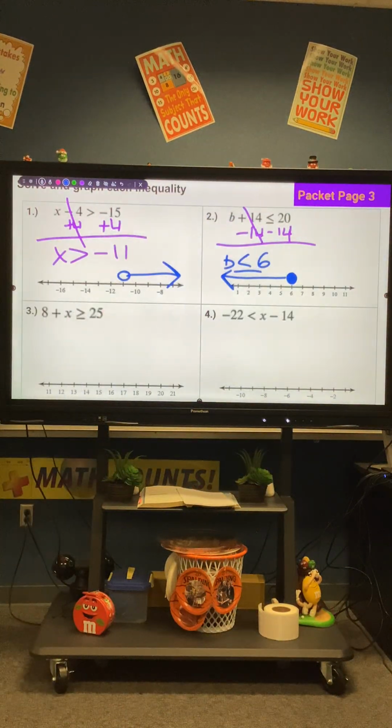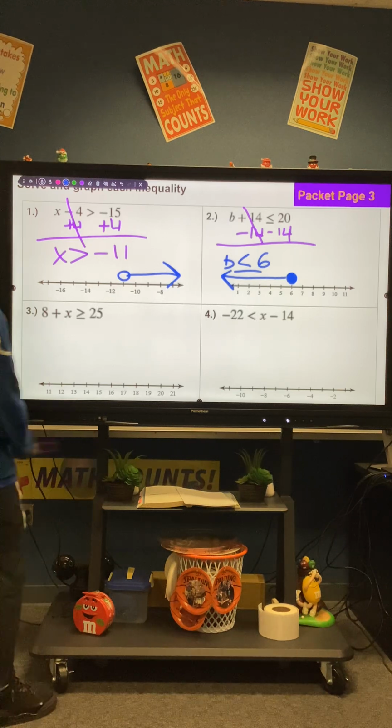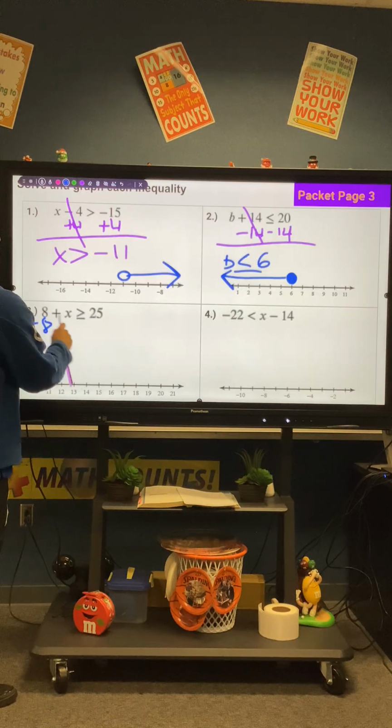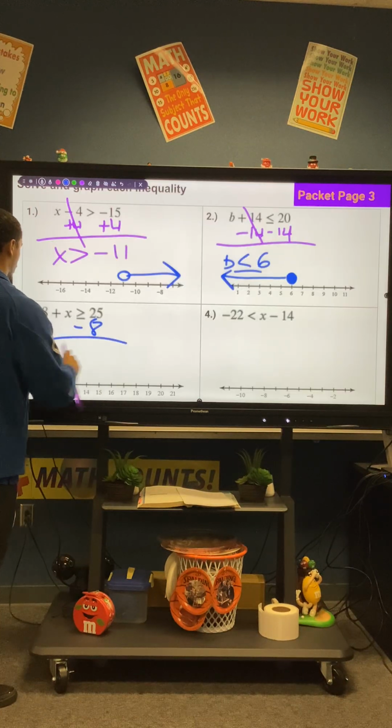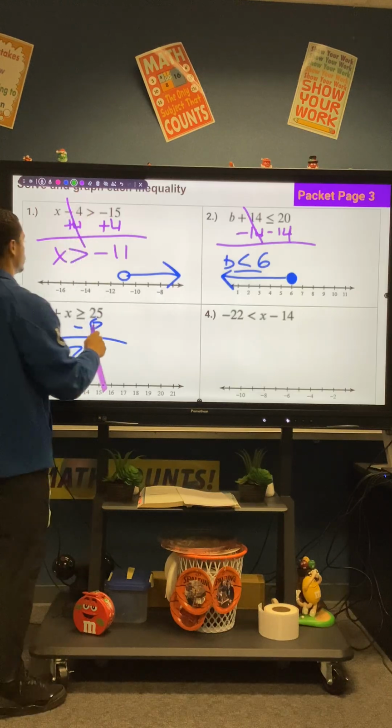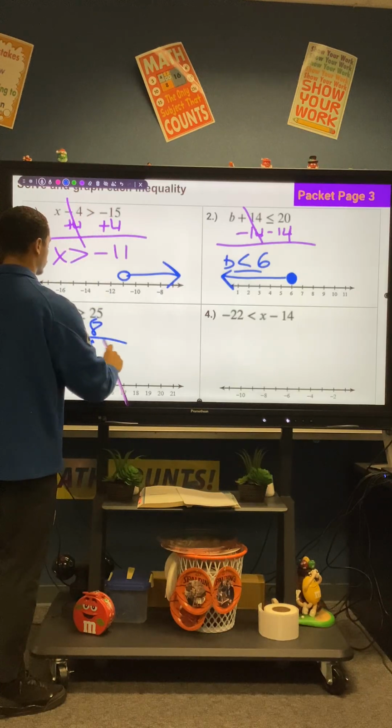So let's solve this inequality first, and then, well, actually, we won't have to move that one. We'll have to move this one. Subtract 8 from each side. Somebody was 25 minus 8. 17. That was fast math.